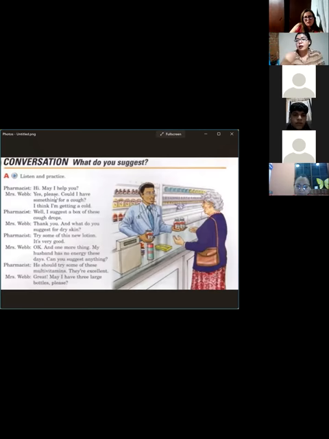Then: Thank you, and what do you suggest for dry skin? Try some of this new lotion, it's very good. Okay, and one more thing. My husband has no energy these days. Can you suggest anything? He should try some of these multivitamins. They are excellent. Great, may I have three large bottles, please?